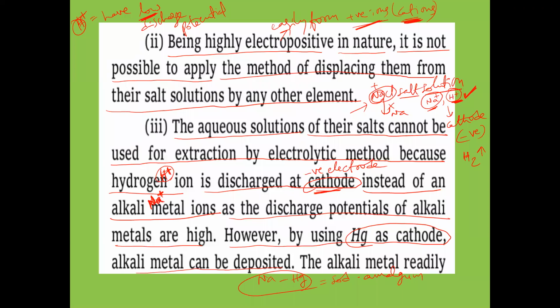Sodium we get. But sodium will be combined with what now? Mercury. When sodium combines with mercury, what will happen? Immediately, the sodium and mercury combine to form sodium amalgam. That point keep in mind.